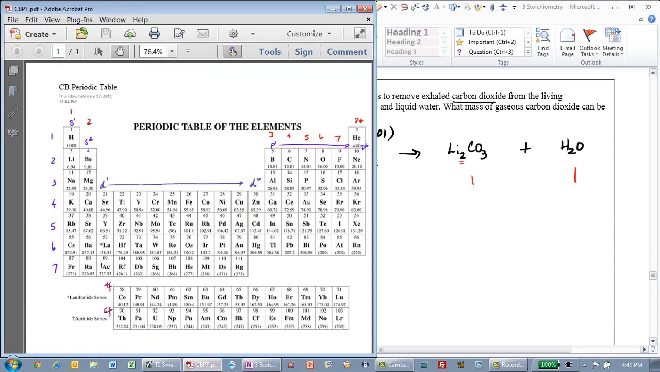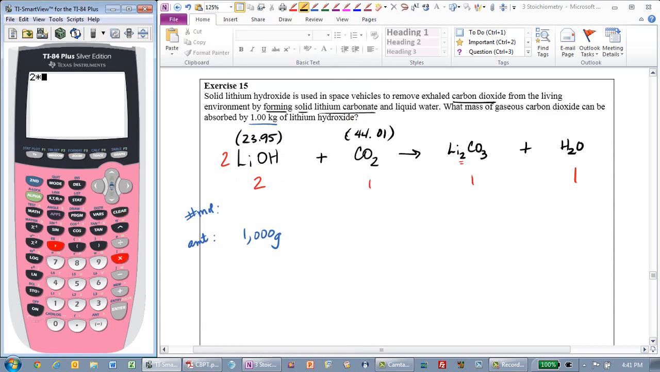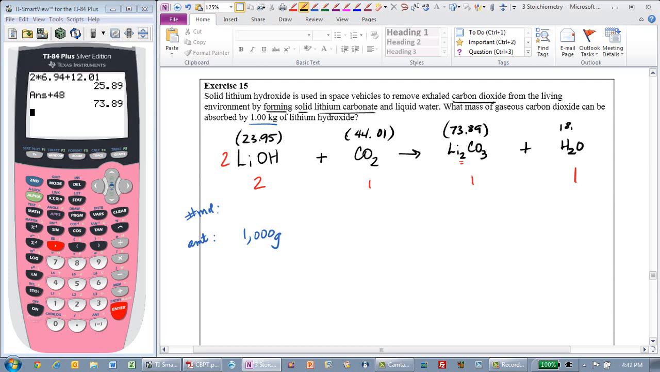All right, so 2 times 6.94 plus 12.01 gives me that much, plus each of those oxygens is 16, and 3 times 16 is 48, and I get 73.89. All right, then what's next? 18.02 for water. You do enough of them with water and carbon dioxide, you give up and you memorize some of them out of self-defense because you just get tired of it.